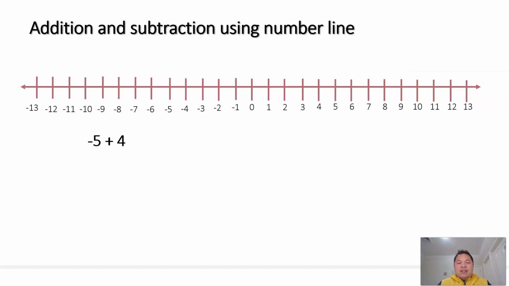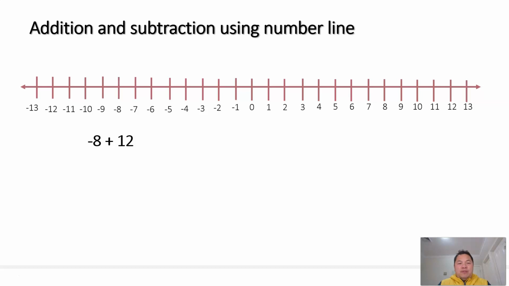So now, minus 5 plus 4. Let's locate where is minus 5. Okay, minus 5 is here. Whenever we add, meaning the value will actually get bigger, so I got to move to the right hand side. How many steps do I go? 4 steps. So that's how I end up at minus 1. So minus 1 is the result.